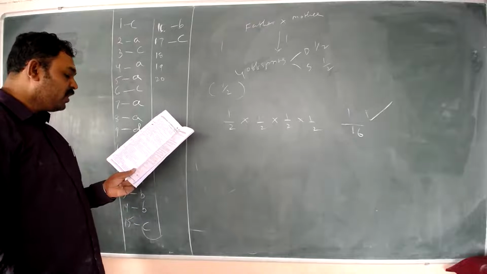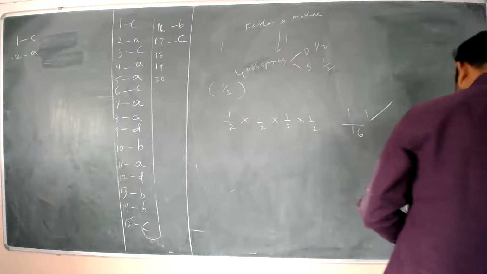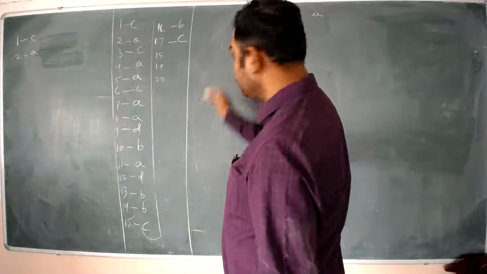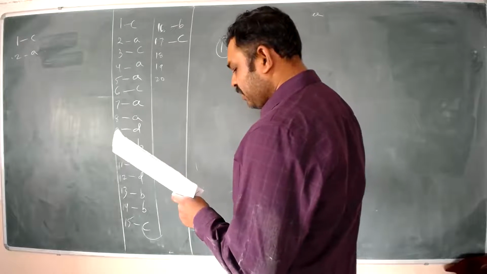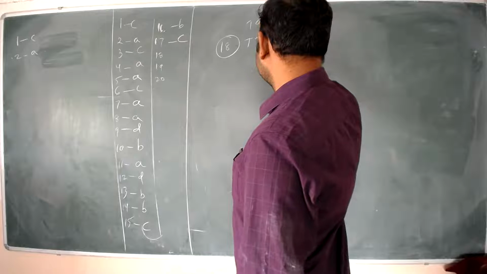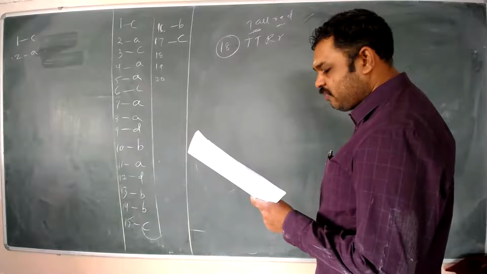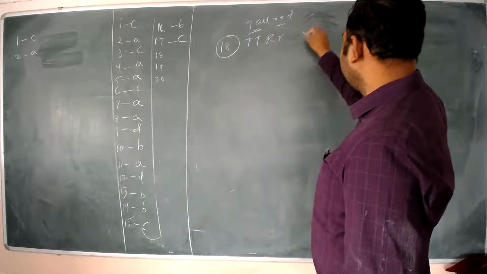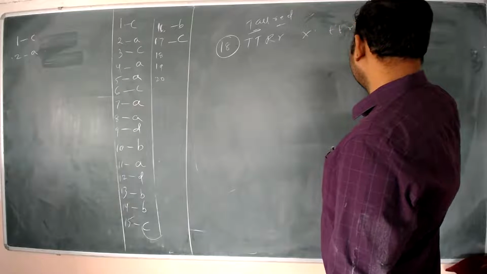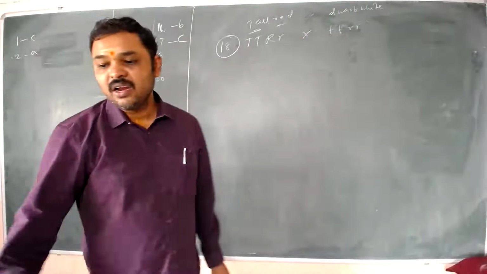The 18th one. What is the 18th one? This is a cross. And what percentage of tall and red flowers? Here, question number 18, you see. A cross between capital T, capital R, this is tall red, tall plant, red flower, into the next one, dwarf white. This is the dwarf white flowers. What percentage of tall red? A cross is made between tall red and dwarf white.